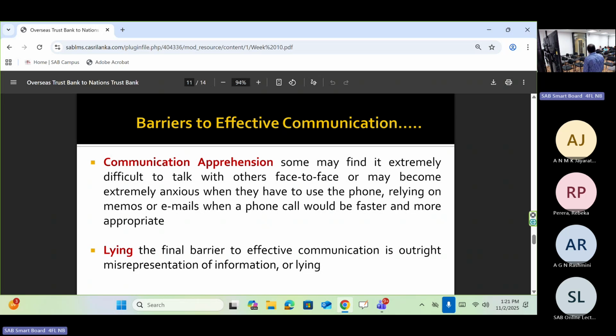Right. Lying. It's an error, no? Fraud and error. Lying means presenting wrongful information, unknowingly or knowingly. That hinders effective communication all the time.